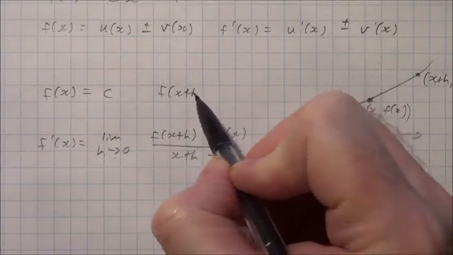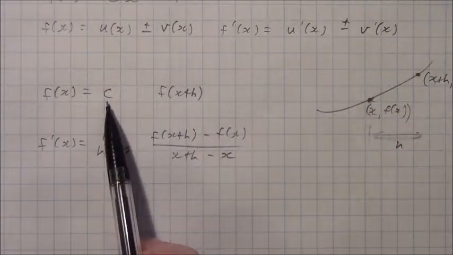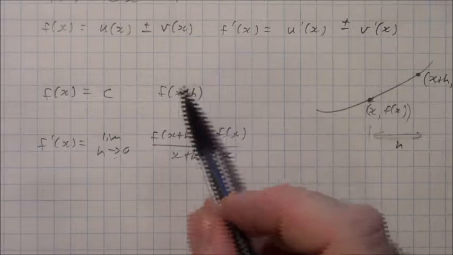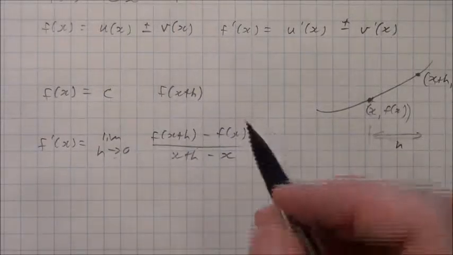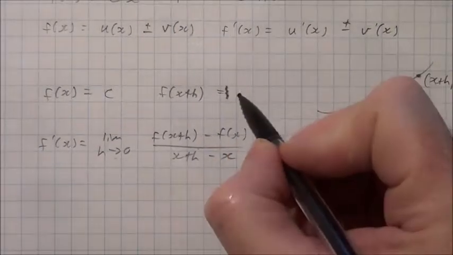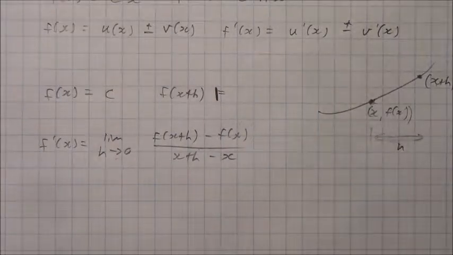Okay, so the f of x plus h, well, in this case, this is just a constant. So there's no place to substitute the x plus h into the function in the first place. So f of x plus h is just c anyways.